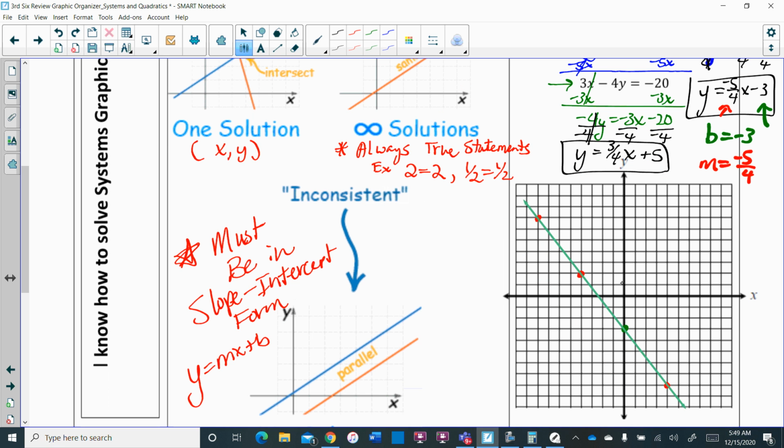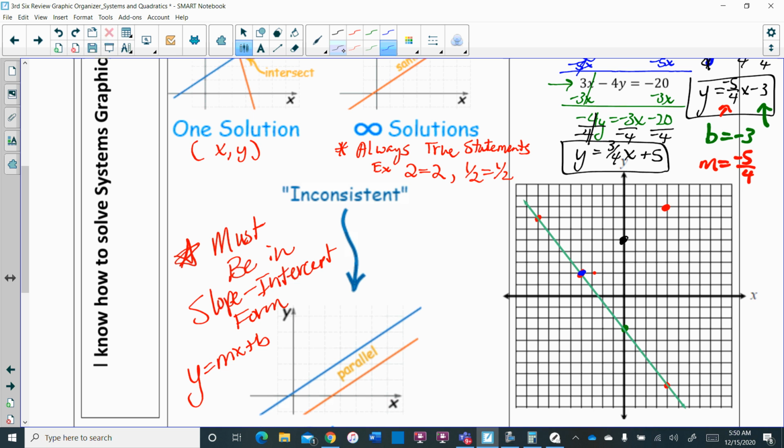So on the y-axis, 1, 2, 3, we have a point at 5, and the slope is 3/4. So that means we're counting up 3 to the right 4. I can't repeat that because I ran out of room, but now I can go in the other direction, down 3 to the left 4. And right there, at that point, I can see these lines are going to cross.